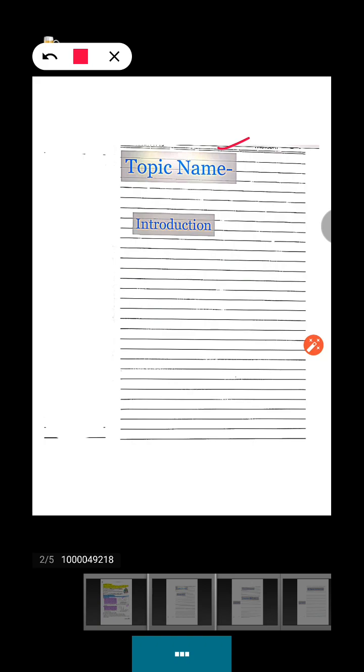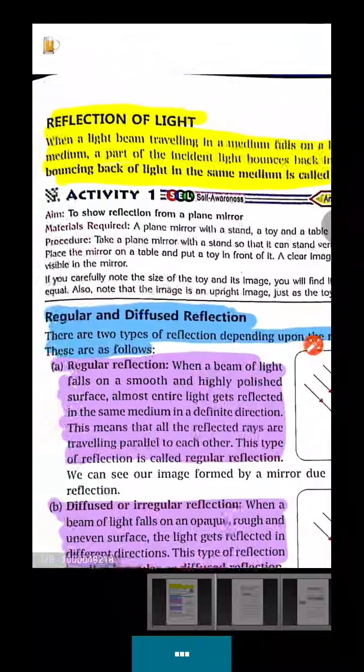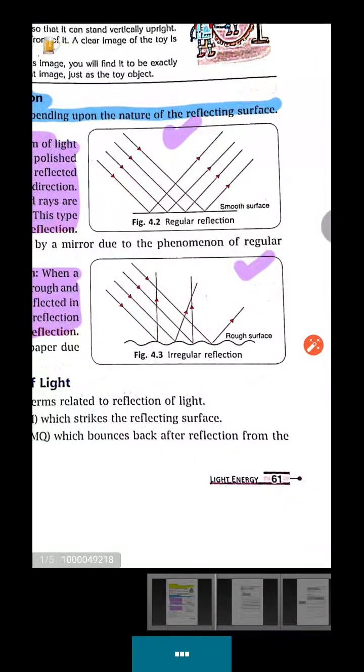Then start off with the introduction. I have highlighted the introduction part with yellow here. Just write only this much in the introduction part. Only write this much that is highlighted in yellow. You can find this in page number 61.